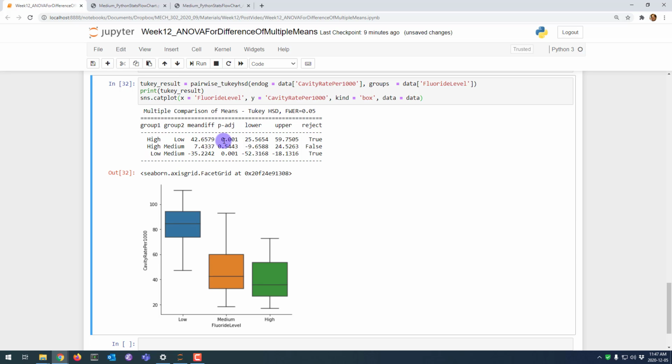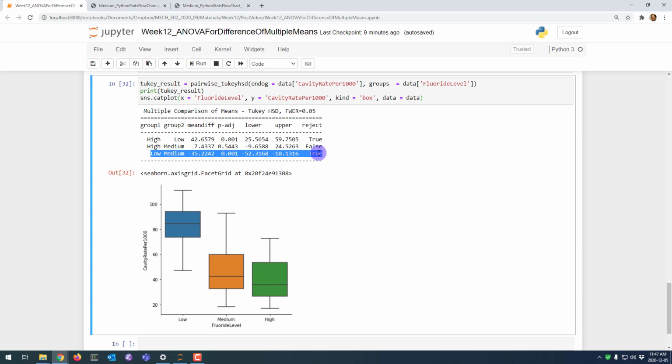The only two important columns for us are the p-adjusted and, honestly, the more easily read reject column, or reject the hypothesis thing. So a difference between high and low is 42 cases per thousand, and that p-value is so small, it's below 0.05, our usual cutoff, and so we would reject the null hypothesis for that. So that would mean, yes, there is a difference. We think there is a difference between the high and the low cavity levels. High and low cavity levels are significantly different.